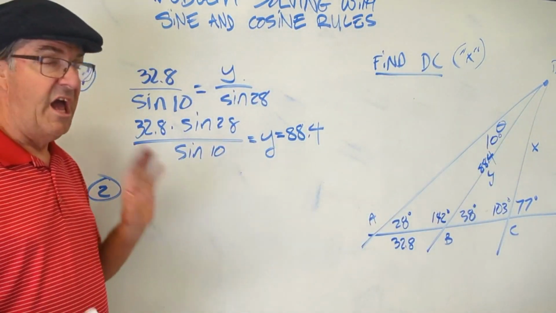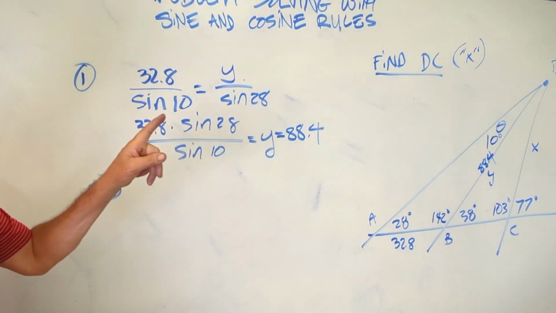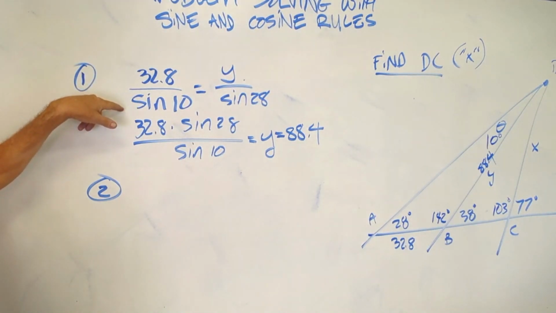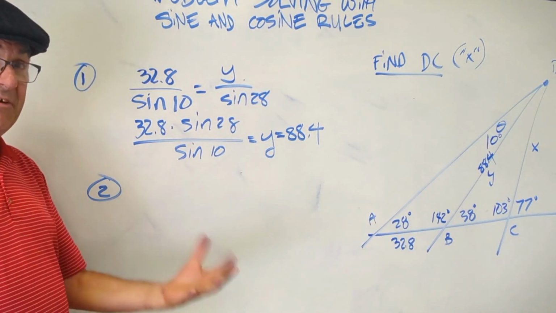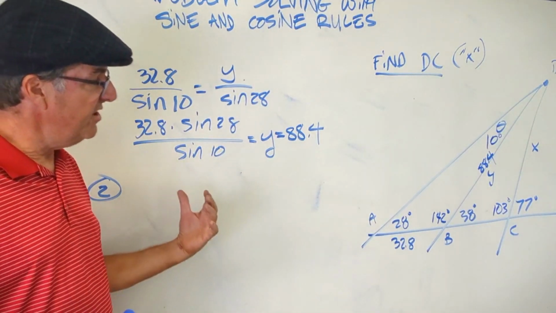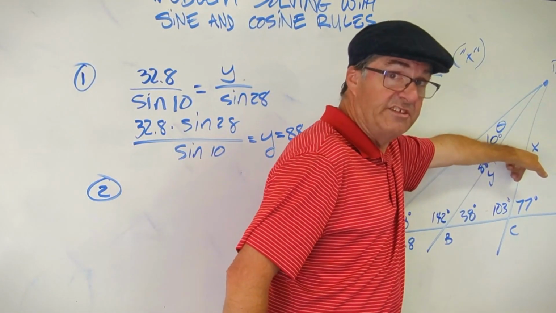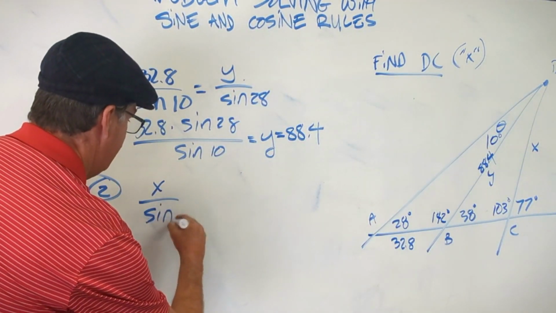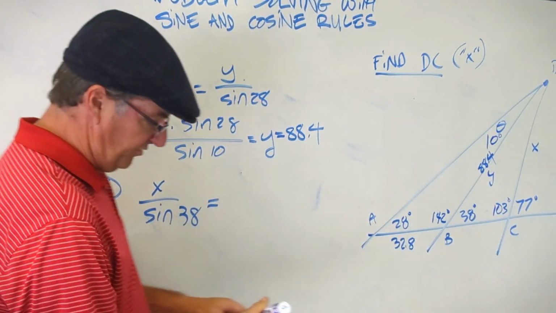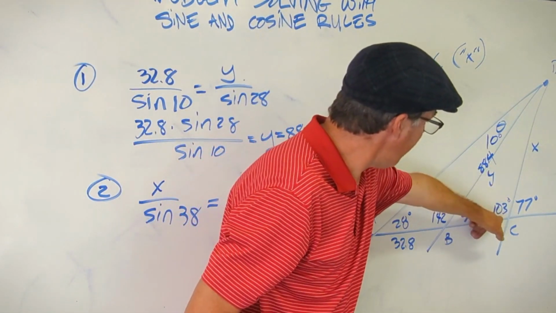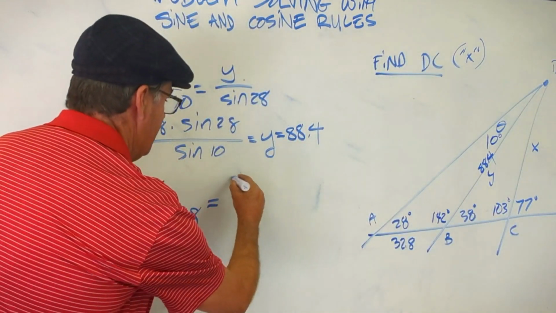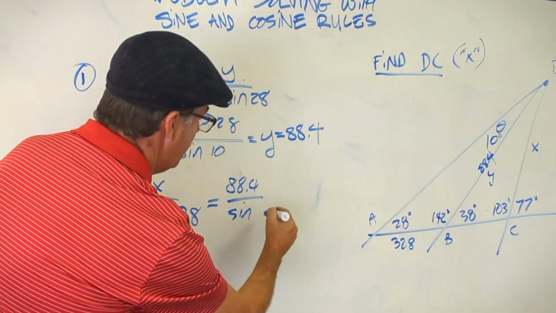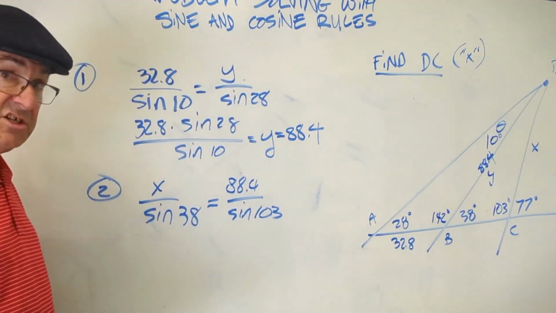So pause the video and write a sine rule equation that includes the x and the 3 things you know, kind of really similar to this first equation that we wrote up here. So give that a shot. Okay, let's see how that goes. I'm going to do side I want, this is the unknown, over sine 38. So that's going to be x over sine 38, and that's going to be equal to, now I know this side and this angle, so I can do 88.4 over sine 103. So there's my sine rule equation.